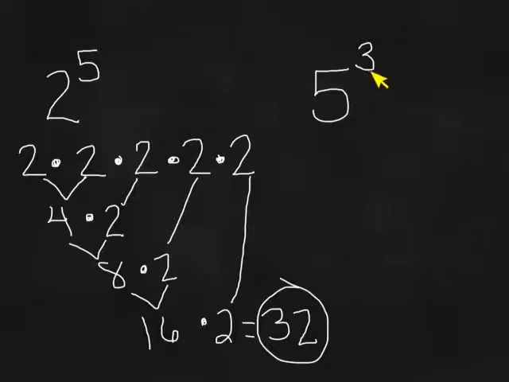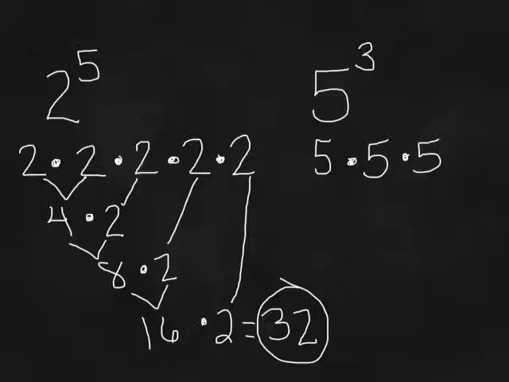Notice that I said cubed. When I see a 3 as an exponent, instead of saying 5 to the 3rd power, I can also say 5 cubed. Now remember, this base tells me what factor I'm going to use, and this exponent tells me how many times I'll be using that number as a factor. So let's go ahead and write this problem out so we can evaluate it. 5 times 5 times 5. Now, do you think my answer will be 15 or 125?